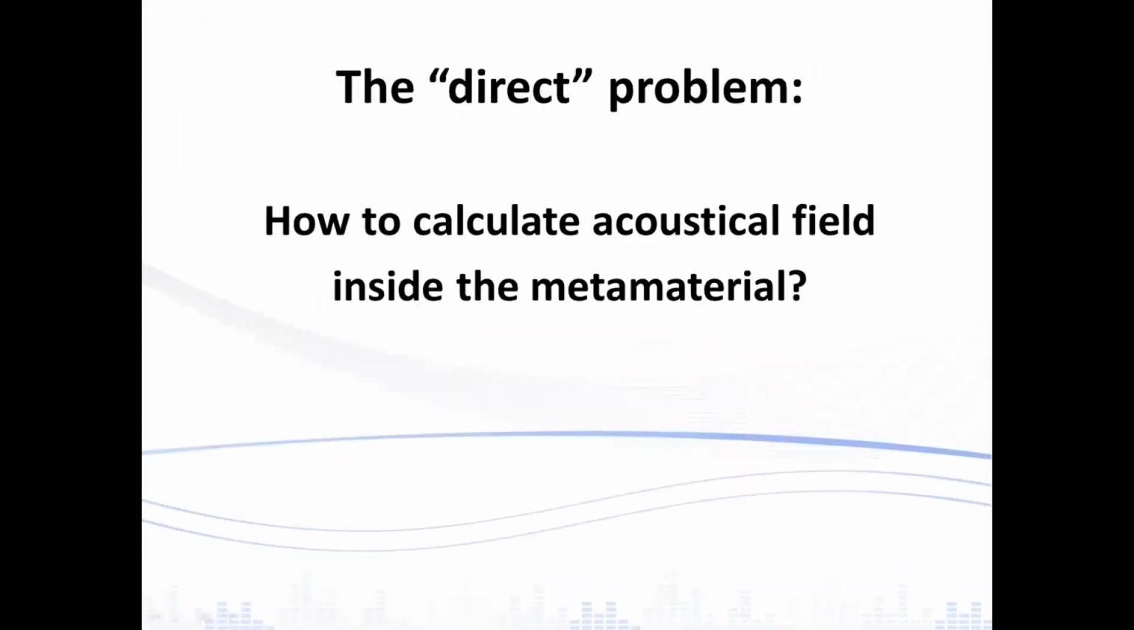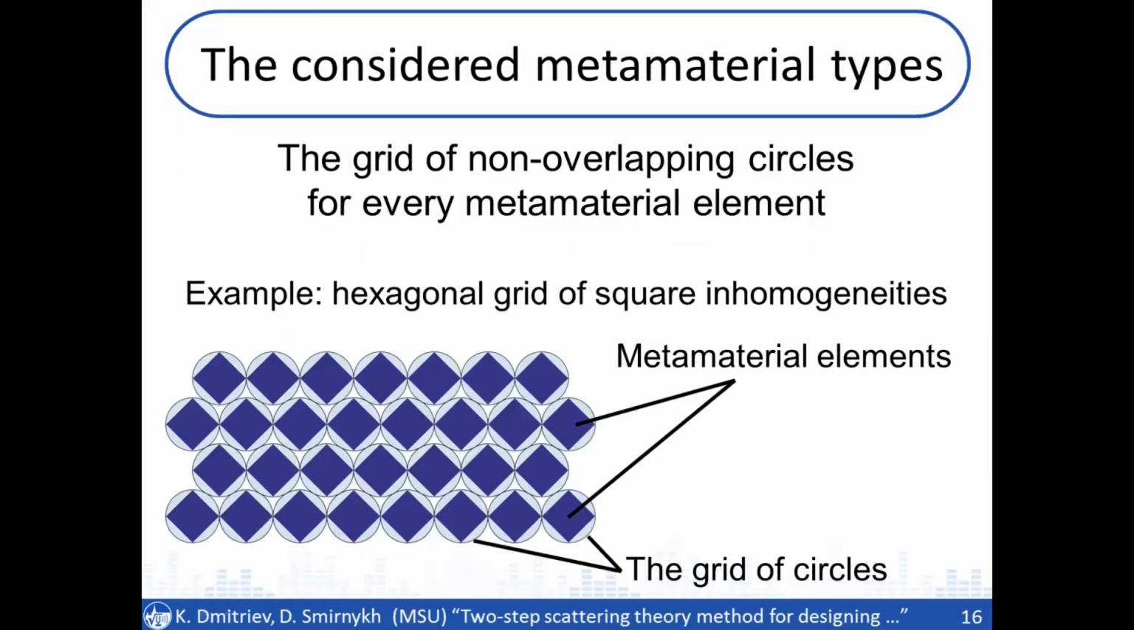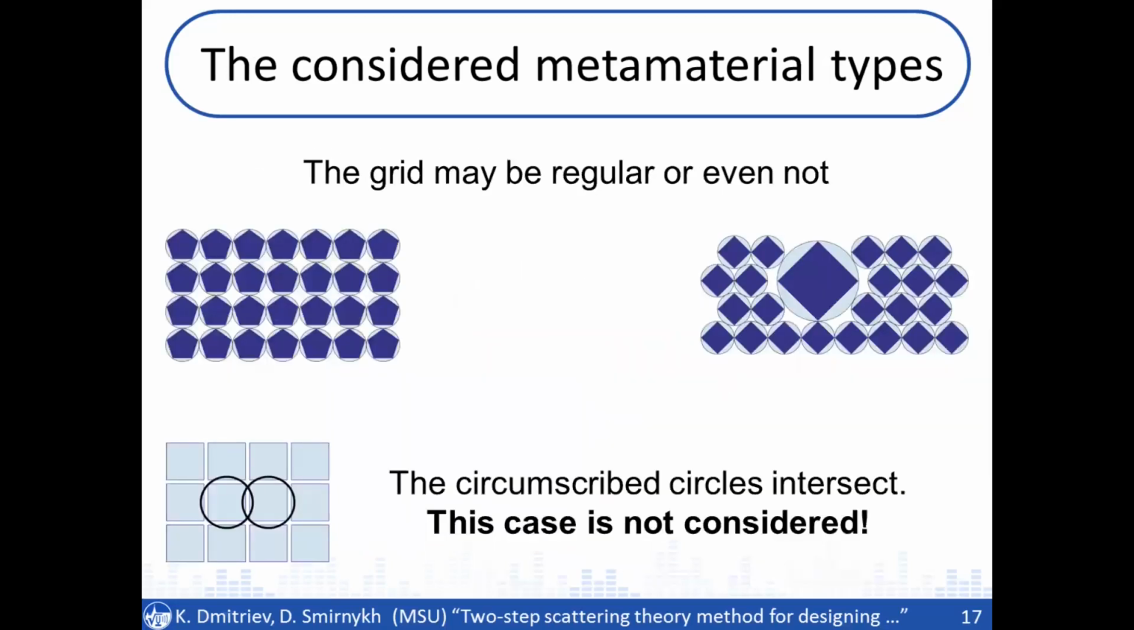Now let's talk about the direct problem of calculating fields inside the metamaterial based on multiple scattering theory. The considered approach is known as the null field method. We'll consider the metamaterial whose elements can be put inside non-overlapping circles like this. For example, here we have a hexagonal grid with inhomogeneities of square form. The grid may not be regular, and the metamaterial elements may also not be equal. So this model describes many metamaterial constructions.